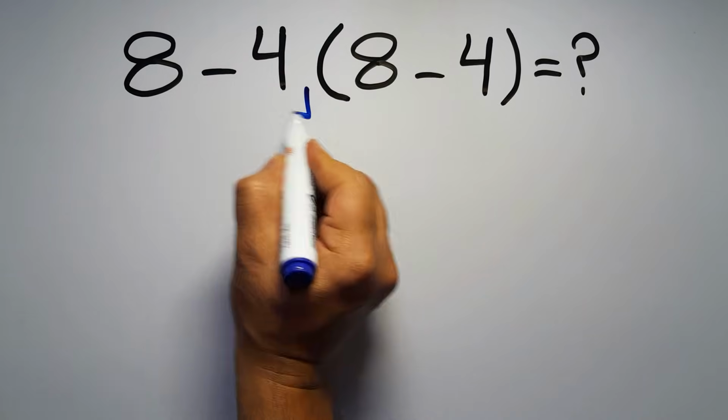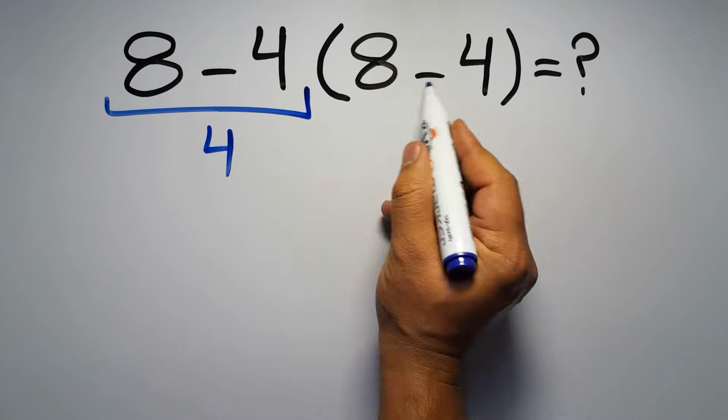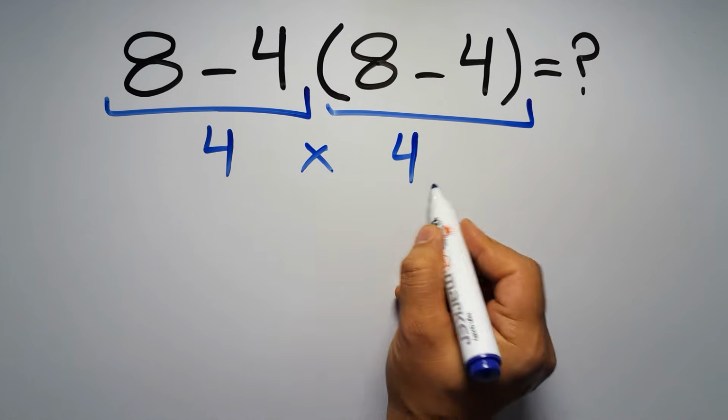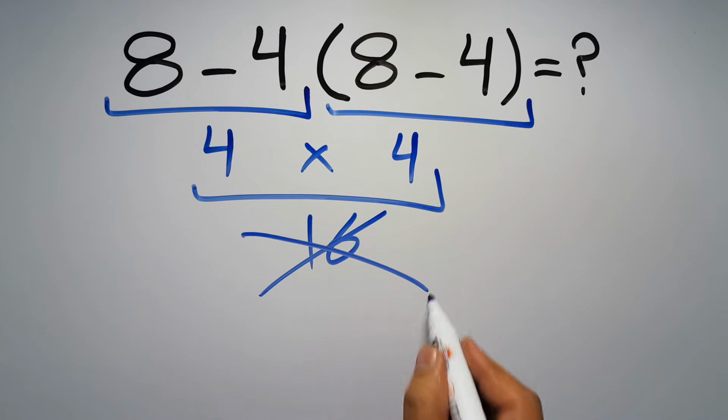8 minus 4 equals 4. And again here we have 8 minus 4. So 4 times 4, which equals 16. But this answer is not correct.